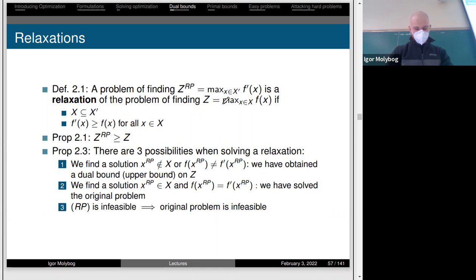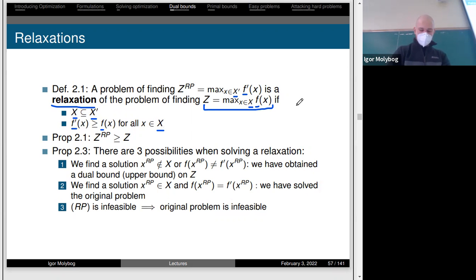If our main problem is to find the maximum of the function f over the domain capital X, then the problem of finding the maximum of f dash over the domain capital X dash is called a relaxation if the original domain X is a subset of the new domain X dash, and the new function f dash is an upper bound for the original function f over the entire original domain X.